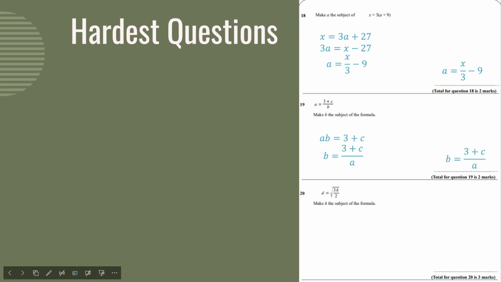Now for our third question, make h the subject of the formula d equals the square root of 3h divided by 2. So first we square both sides to get d squared equals 3h divided by 2. Now we times by 2 to get 3h on its own, so 2d squared equals 3h. Now, as we want h on its own, we divide by 3, so our final answer is 2d squared, divided by 3, equals h.